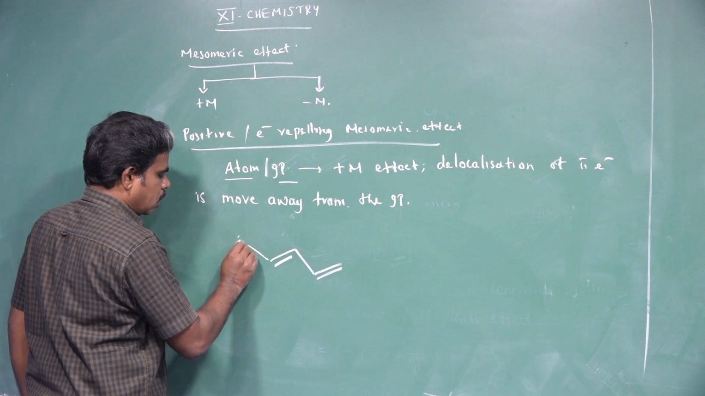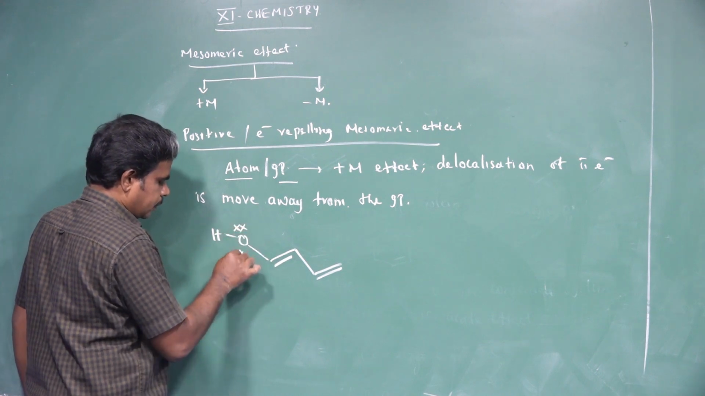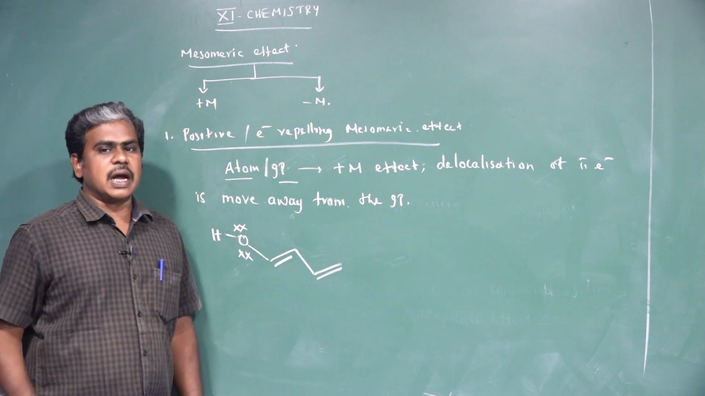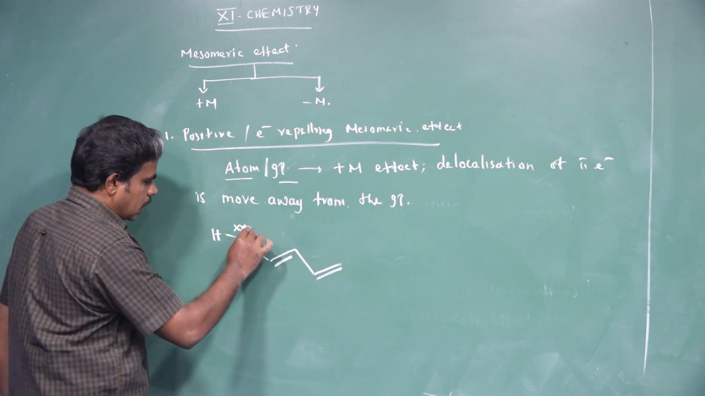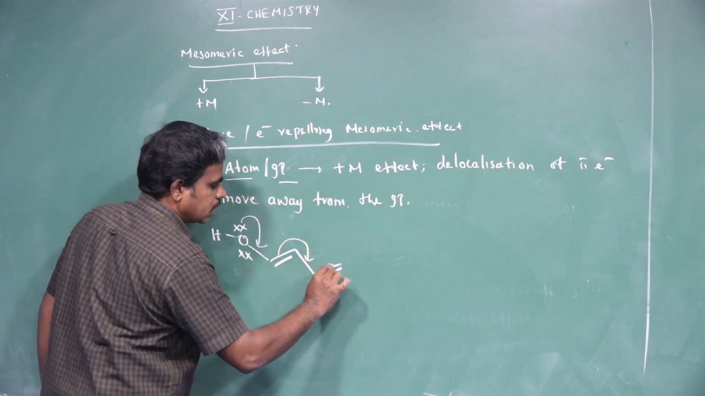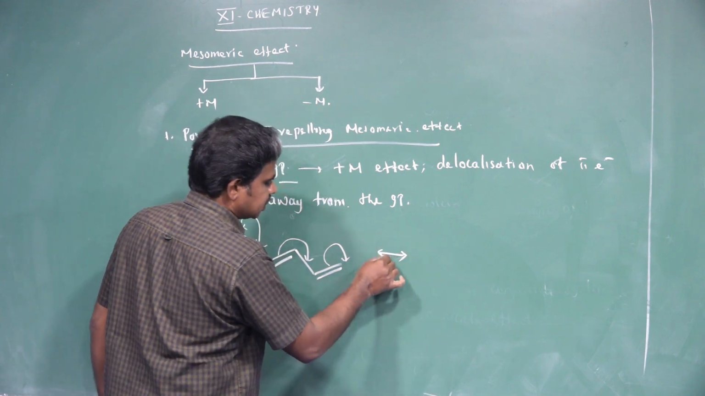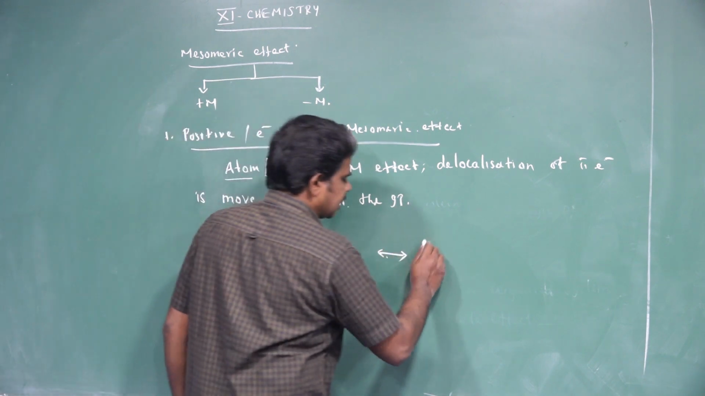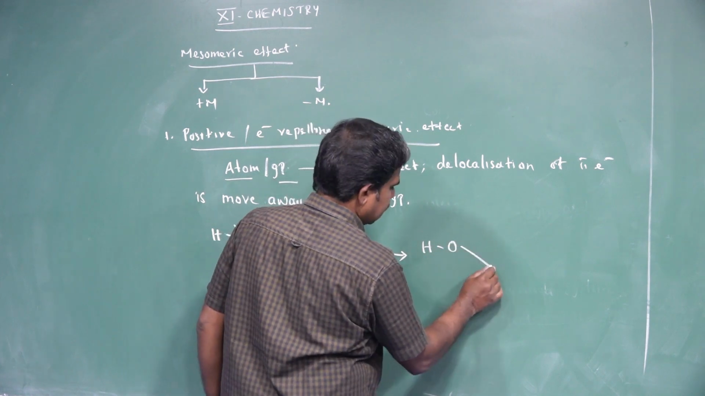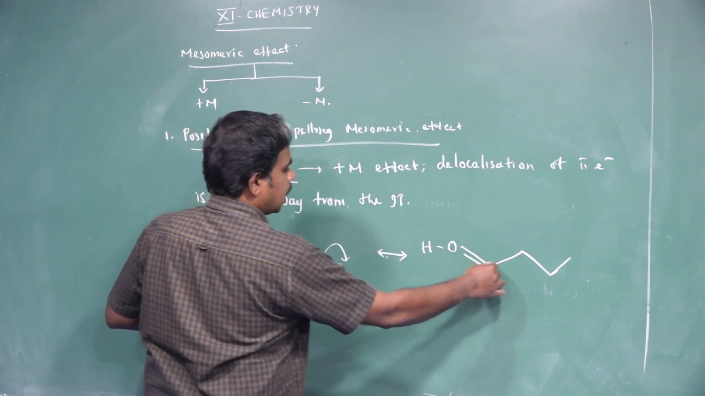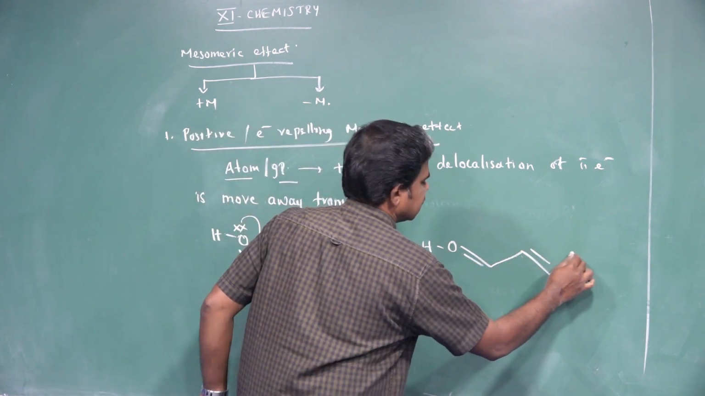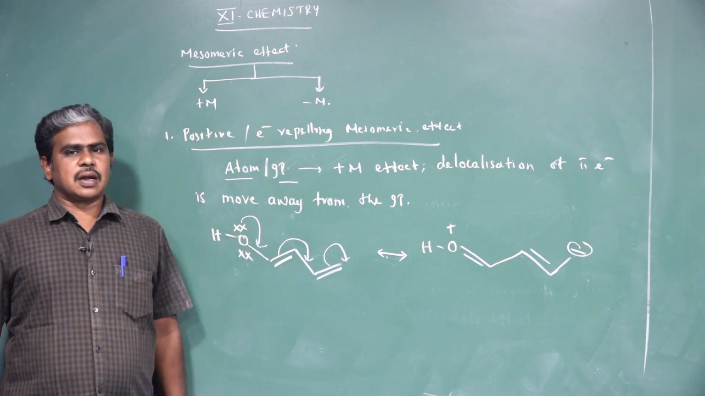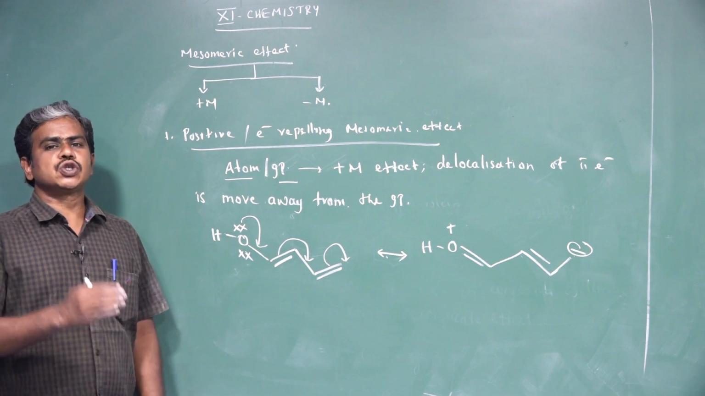Now here the electron density will move away from the group due to that delocalization. So the bond moves here, and the next bond moves here. We are getting that delocalization is away from that group. So we get HO, the double bond, and here the negative charge, and now a positive charge. So delocalization of pi electrons away from the group is known as the mesomeric effect.